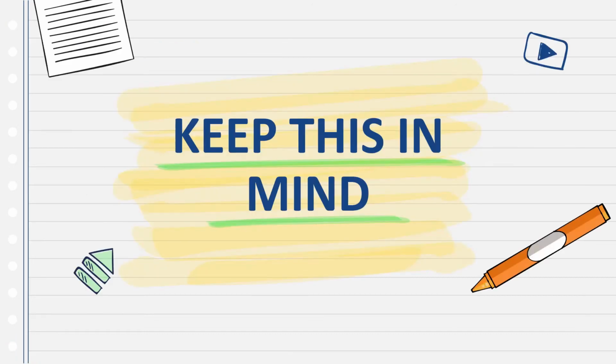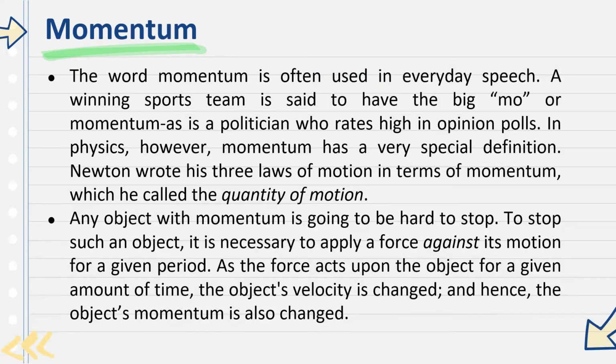Keep this in mind. The word momentum is often used in everyday speech. A winning sports team is said to have the big mo, or momentum, as is a politician who rates high in opinion polls. In physics, however, momentum has a very special definition. Newton wrote his 3 laws of motion in terms of momentum, which he called the quantity of motion. Any object with momentum is going to be hard to stop.